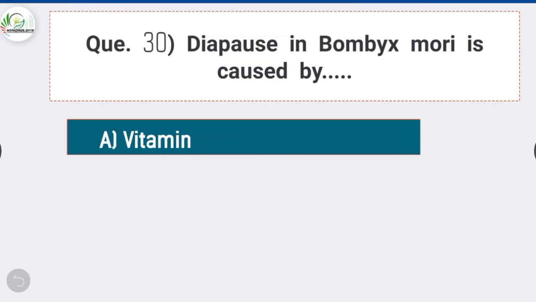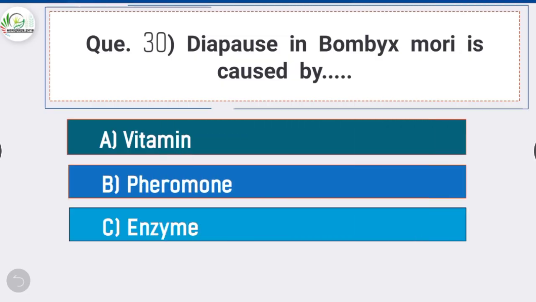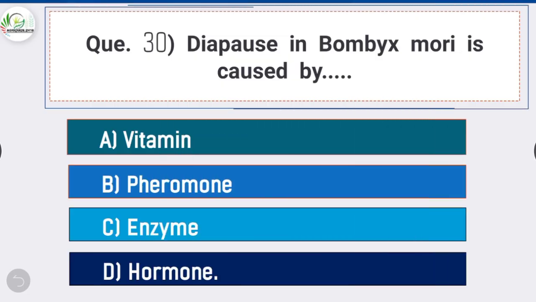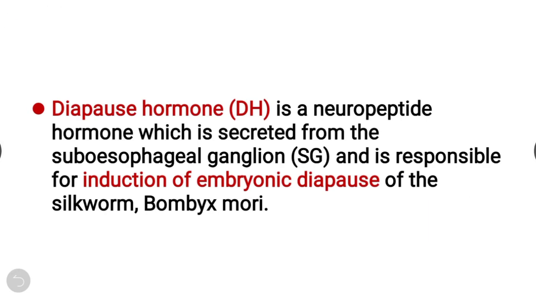Question number 30. Diapause in Bombyx mori is caused by, option D is the correct answer, hormone. Diapause hormone or DH is a neuropeptide hormone which is secreted from the subesophageal ganglion or SG and is responsible for induction of embryonic diapause of the silkworm Bombyx mori.